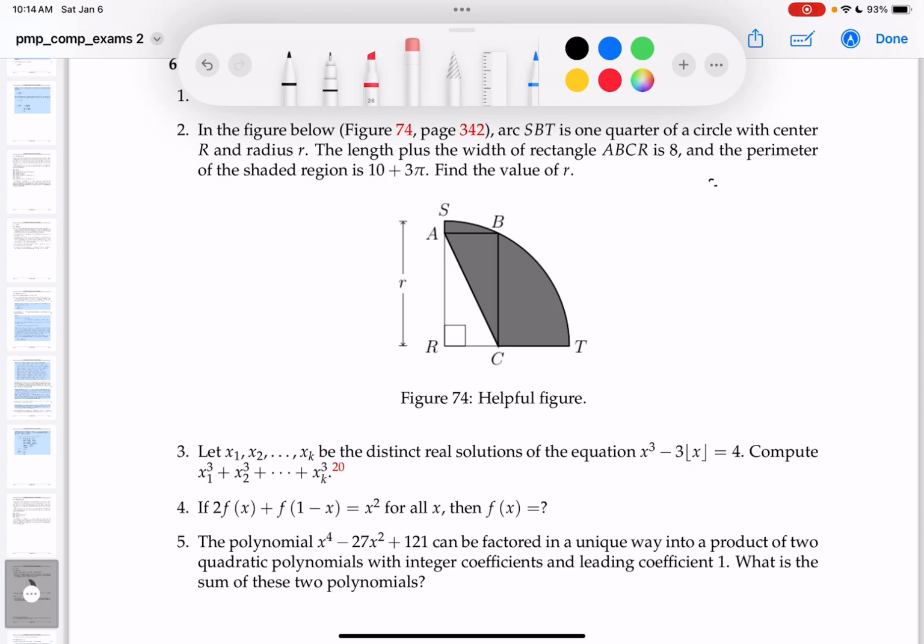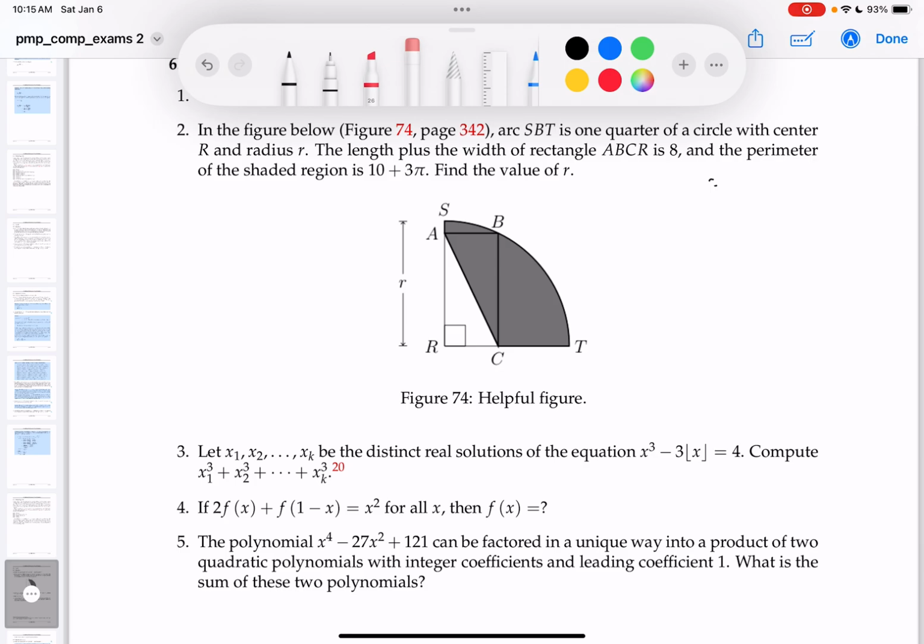Okay, I'm looking at the figure they're giving me in problem number 2, and they say that the arc SBT is a quarter circle. And it says the circle has a center at R, that big R, and a radius of R. It says the length plus width of the rectangle is going to be equal to 8.